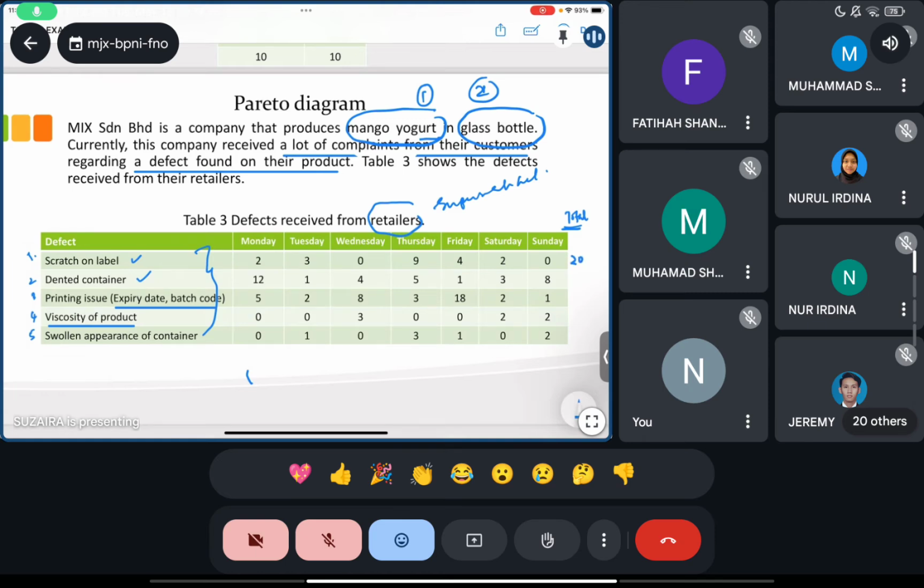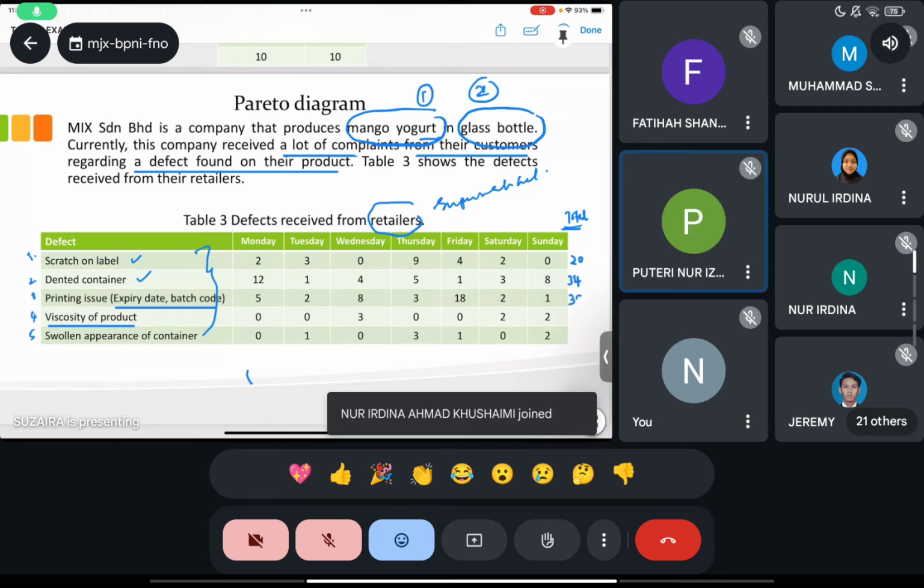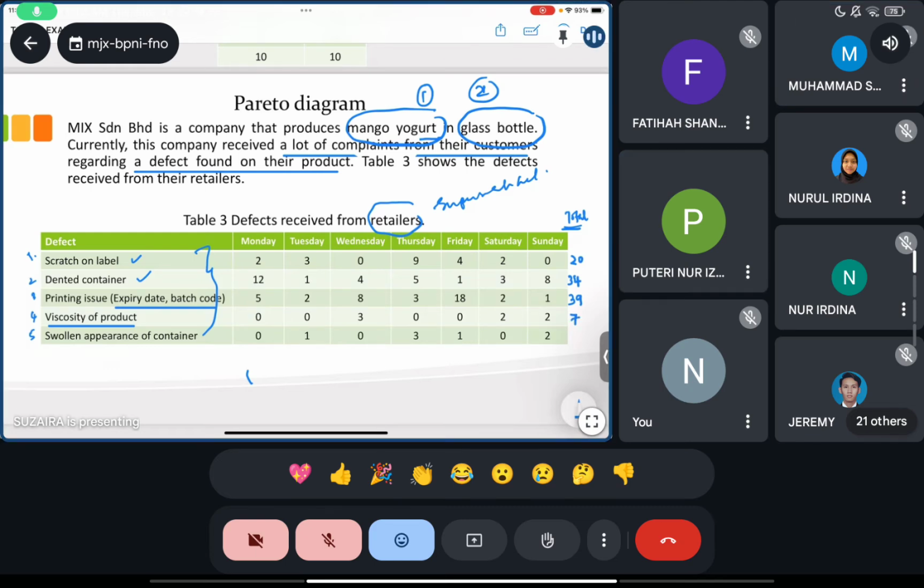Okay. The second one for dented container. Dented container berapa? 34. 34. Okay. And then printing issue? 39. 39. Viscosity of product? 7. 7. And last one, swollen appearance? 7. 7. Okay. So total up, how many you have here? 107. 107, yeah? Okay.